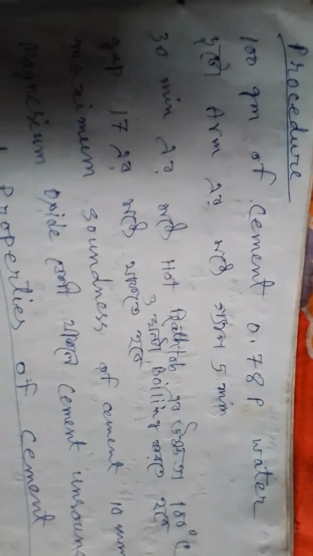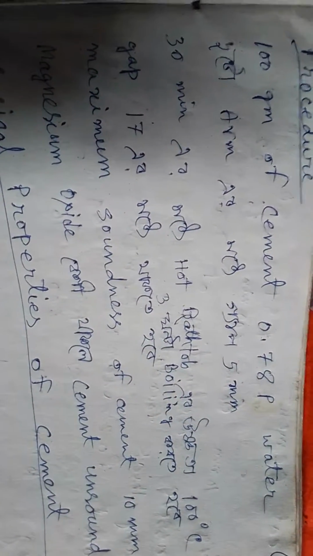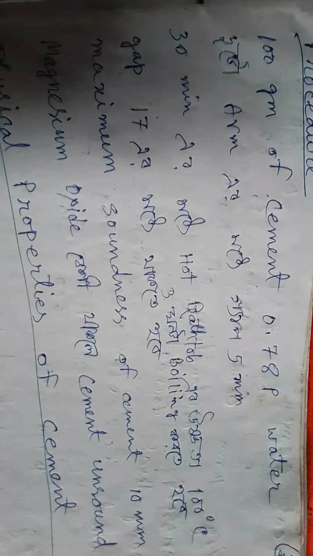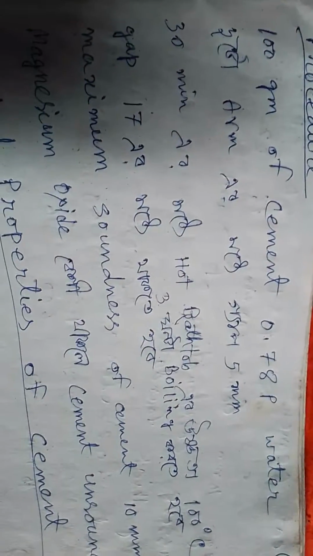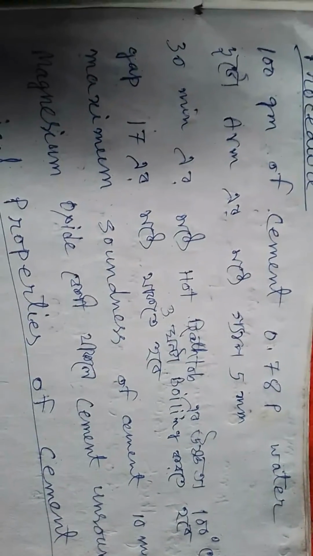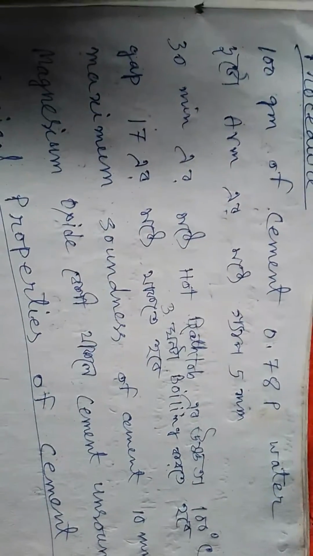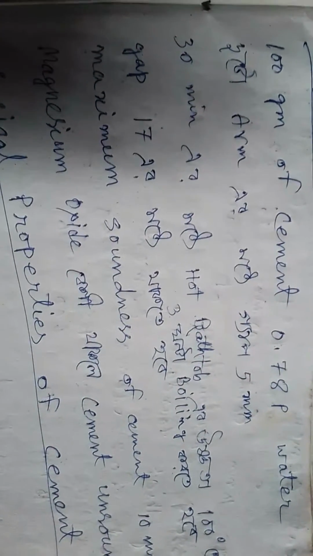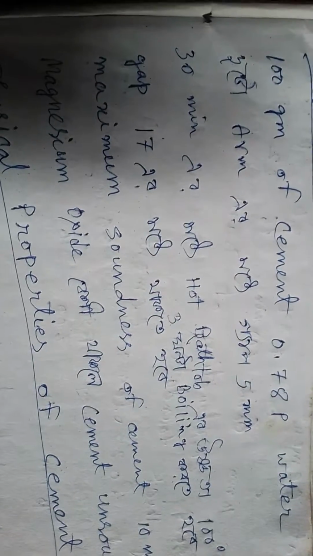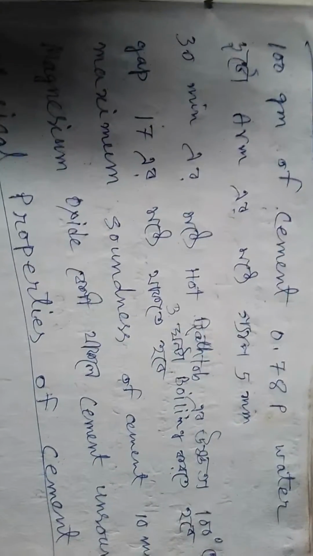Next, how the soundness test is performed. Here take 100 grams of cement and add water of 0.78 P. Cement is mixed with 0.78 P water and poured into the Le Chatelier apparatus, and the upper and bottom levels are covered with glass plates and kept in water for 1 day.